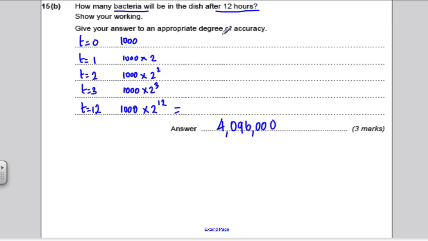It does say, however, to give your answer to an appropriate degree of accuracy. Now, you were given all the original data to one significant figure, so I'd be tempted to round this to one significant figure. The first significant figure is in the millions column. What's the nearest million to this? Well, I would give the answer as 4 million, and I would state clearly that I've chosen one significant figure.